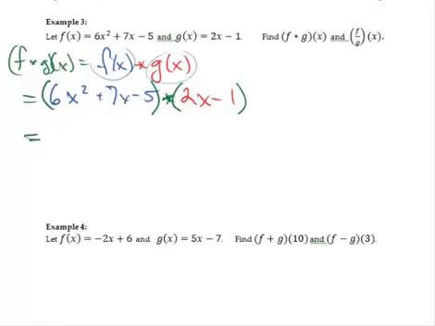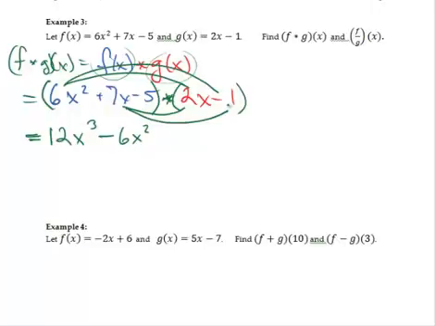So this is just like foiling. We're going to take the 6x squared to everything within this one here. 6x squared times 2x, so 12x cubed. Remember x squared and x cubed. 6x squared times -1. Then we're going to take the 7x times everything in the second parentheses. So 7x times 2x is plus 14x squared, and then times -1.